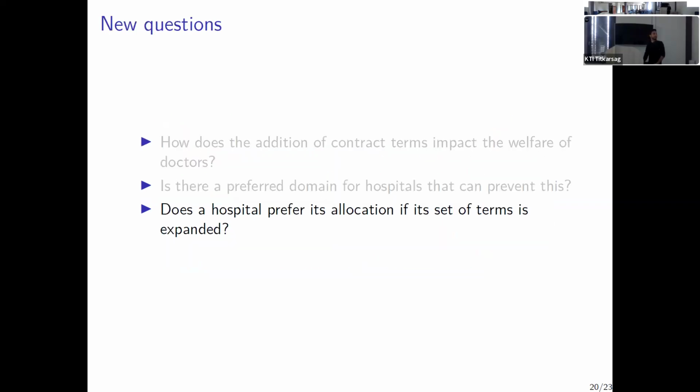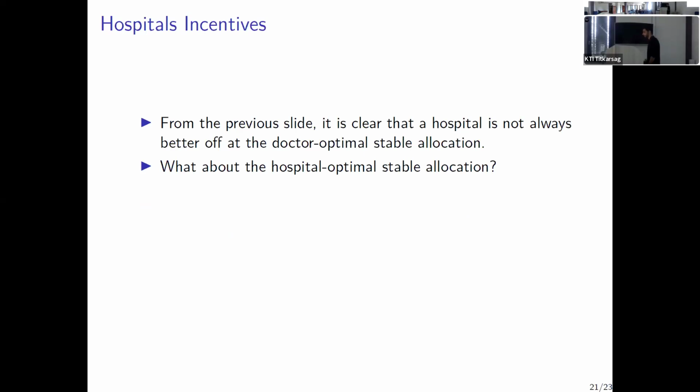And in the last part, I studied the incentive of hospitals. So the question here is, does a hospital prefer its allocation if its set of terms is expanded? From the previous slide, it is clear that it's not always the case, at least for the doctor optimal stable allocation, because we can have some hospitals which are worse.